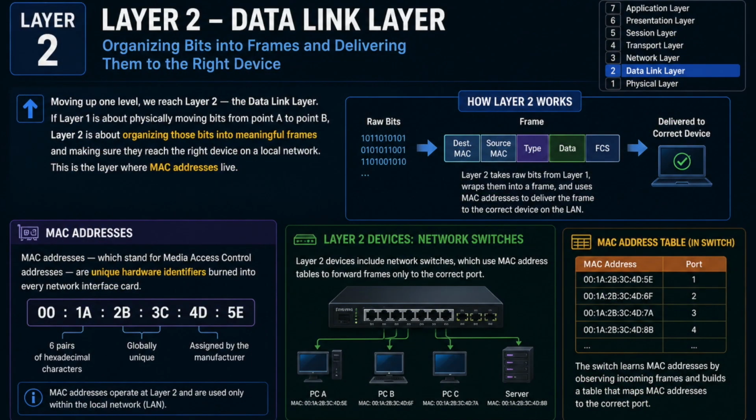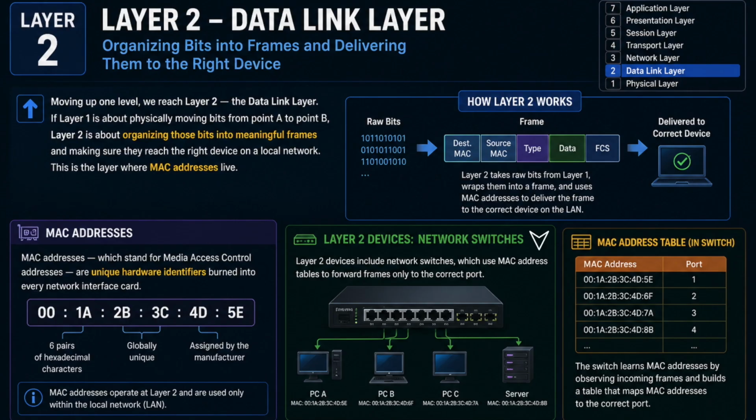Moving up one level, we reach layer 2, the data link layer. If layer 1 is about physically moving bits from point A to point B, layer 2 is about organizing those bits into meaningful frames and making sure they reach the right device on a local network. This is the layer where MAC addresses live. MAC addresses, which stand for Media Access Control addresses, are unique hardware identifiers burned into every network interface card. They look like 6 pairs of hexadecimal characters.